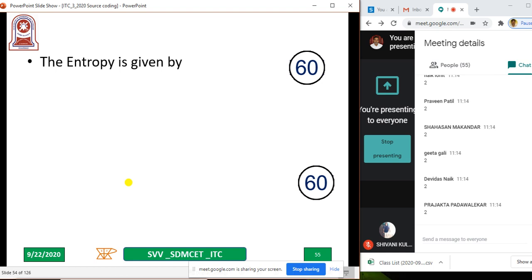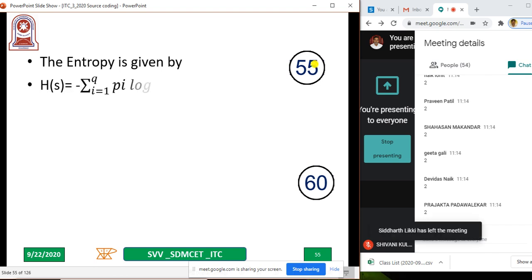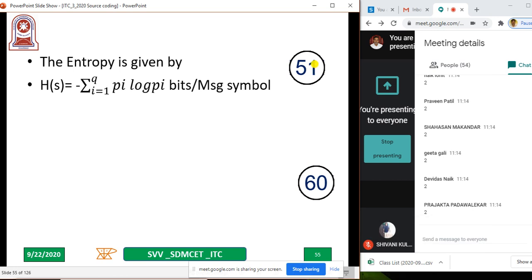The entropy is given by, write down, the entropy is given by. All of you know what the entropy equation is. Write the entropy equation. H of S equal to sum of Pi log 1 by Pi bits per message symbol. You have taken minus, that's all. Fill the Pi values, find out H of S and write your answer in the chat box.